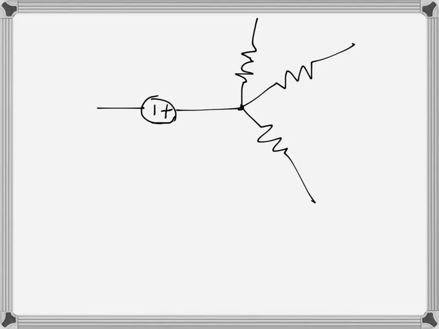In a circuit where more than 2 branches are connected, like here we have a voltage source and 3 resistors, so there are 4 branches connected. Where they are connected, this point is called a node or a junction.